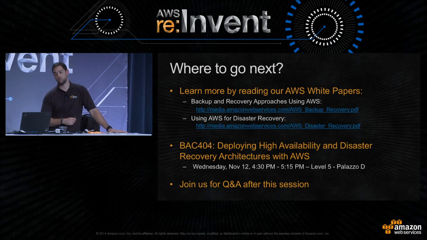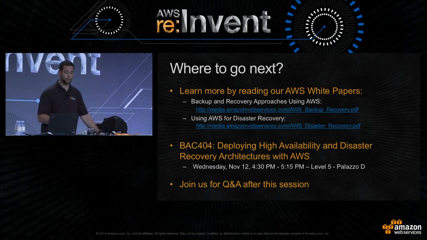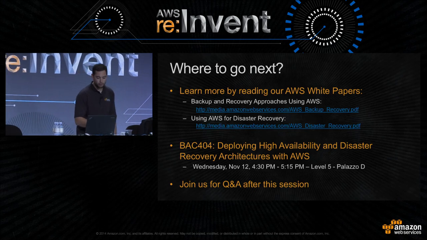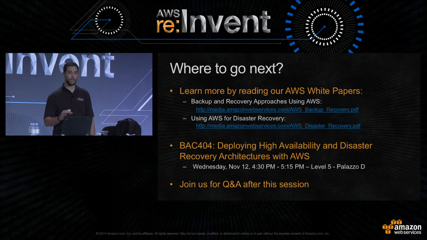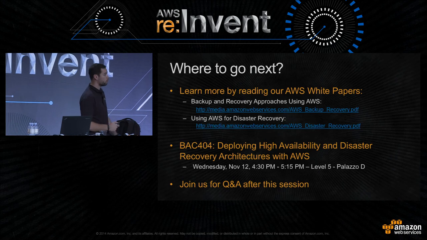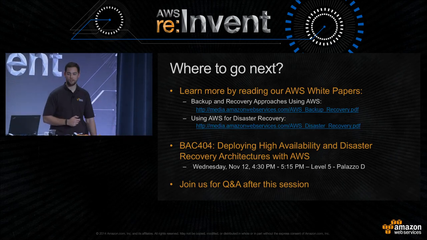And the two that are applicable at the moment for backup and disaster recovery are the backup and recovery approaches using AWS and using AWS for disaster recovery. You'll find a lot of the topics that we covered here today are actually in those two white papers as well, just in a little bit more detail. We only had 45 minutes here, unfortunately.